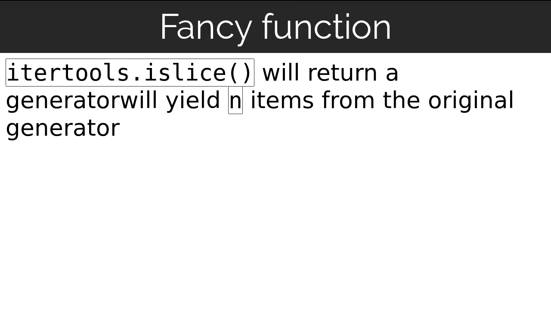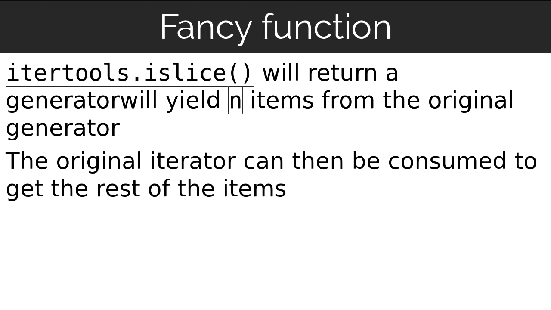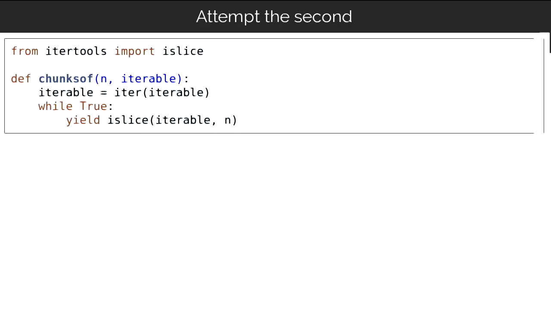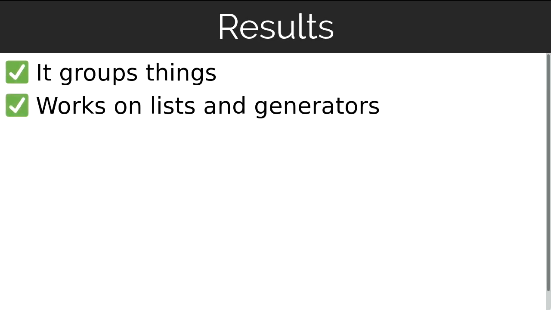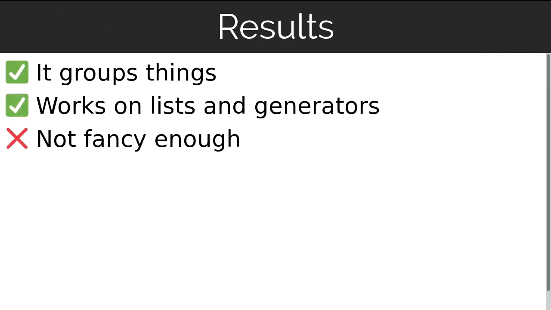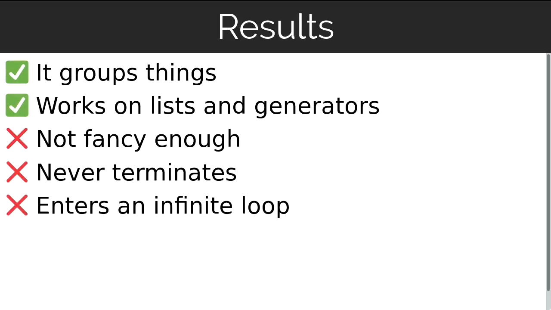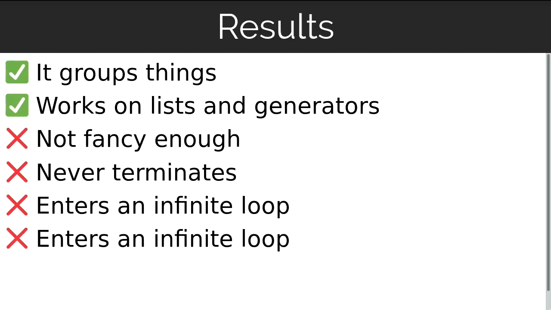There is a function in itertools called islice, and that slices an iterator, much like you do in a list. You can then continue consuming the iterator from there on and get the rest of the items. That kind of sounds like what we want. So you can try this. If anyone's used islice before, you might spot the problem. So it groups things, works on lists and generators. Not quite fancy enough yet. Also, it never terminates. It enters an infinite loop.